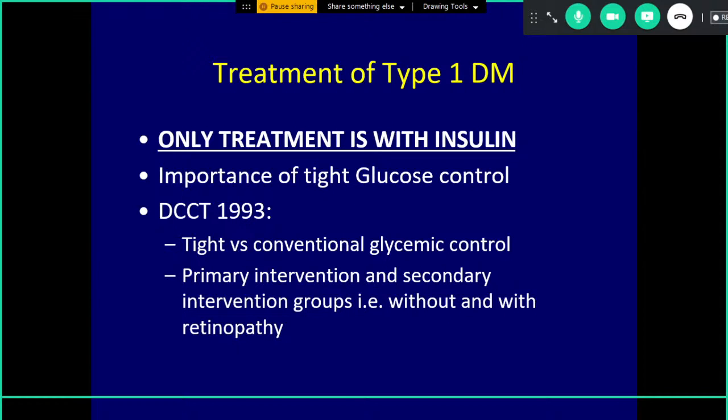The second thing which was clearly demonstrated with type 1 diabetes was that tight glucose control causes a significant prevention of microvascular and macrovascular complications, and also in those who already have early disease, prevents progression. So message 1, insulin. Message 2, tight control.